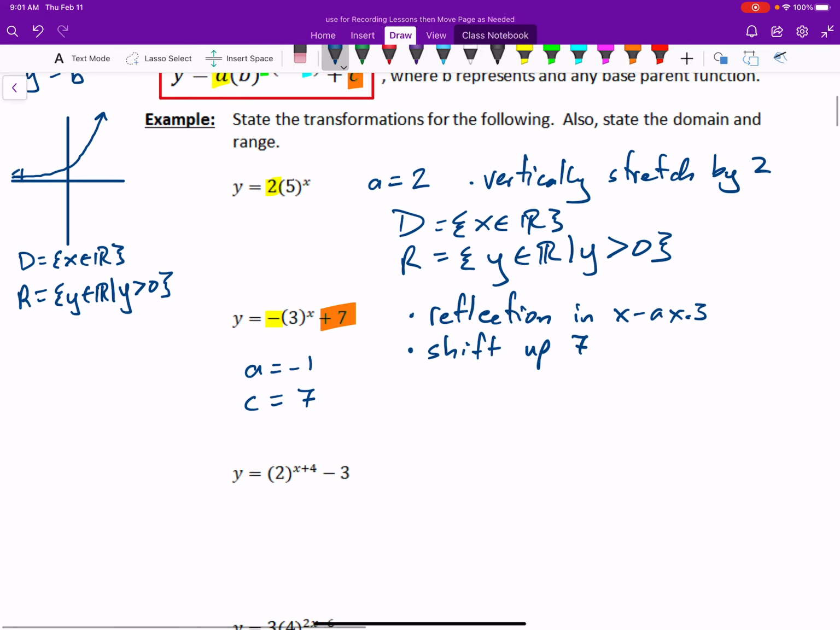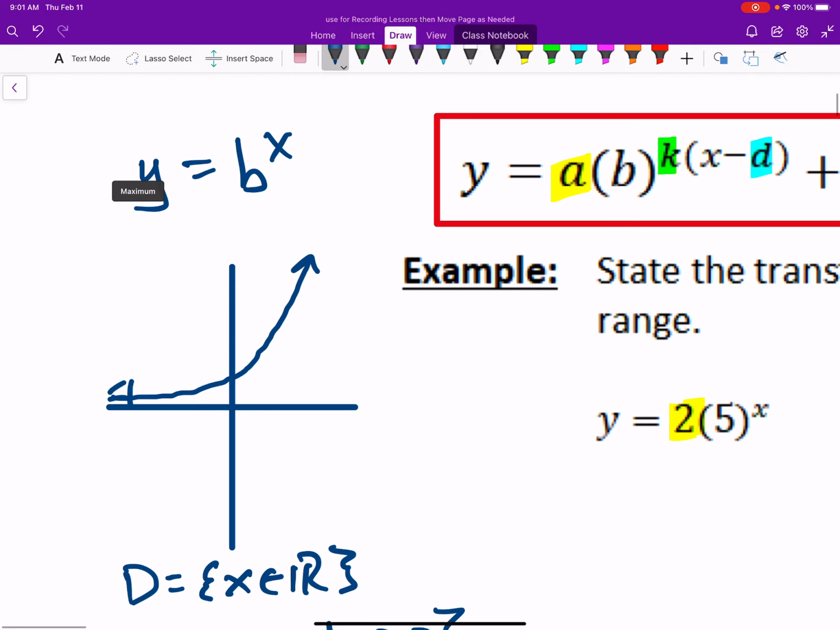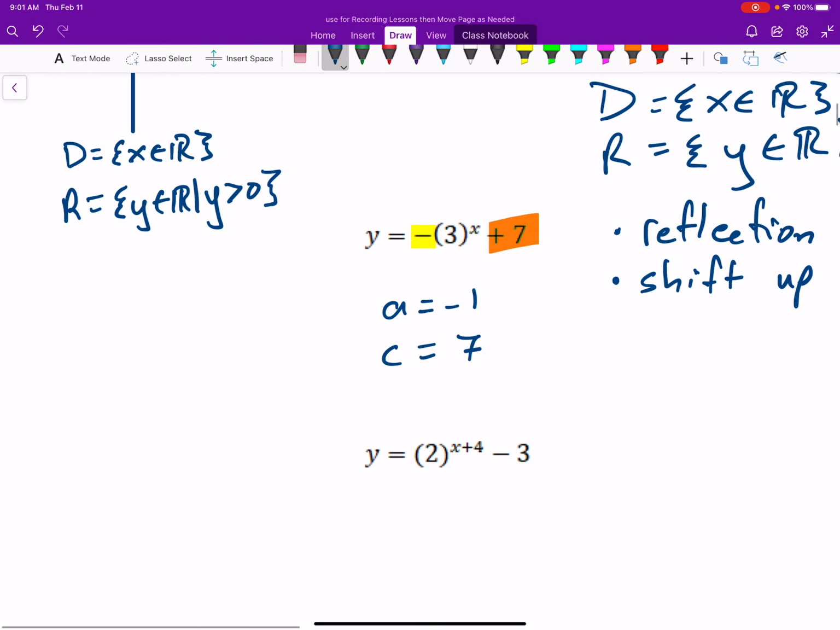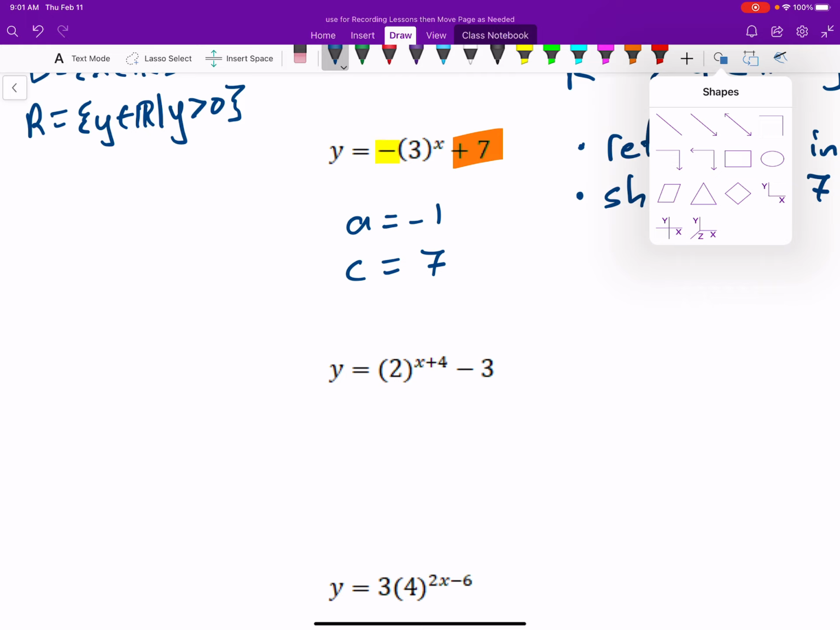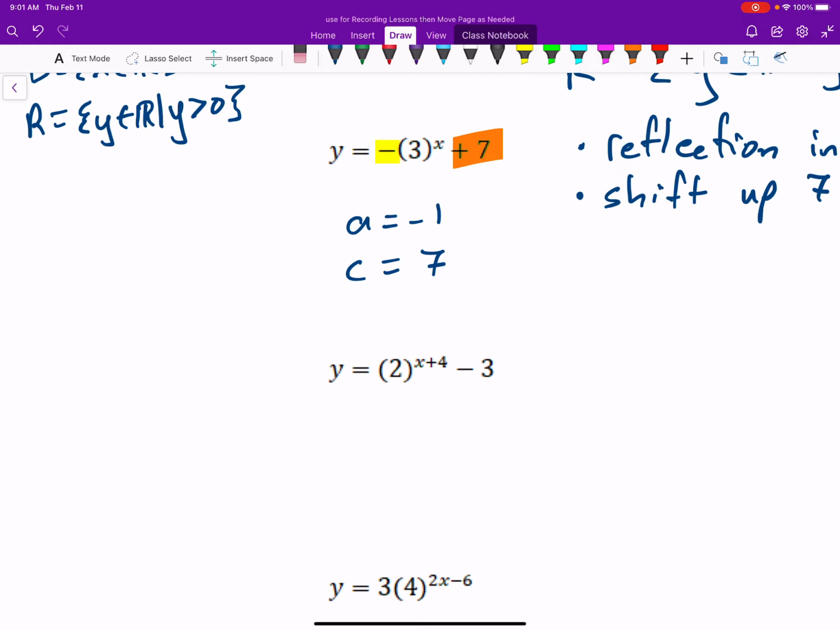Again, go back to this graph here. Well, let's actually sketch it. That's probably the easiest way. So if we take that parent function, which I just scrolled off the top of the screen, and I were to reflect that in the x-axis, now it would be down here, right?